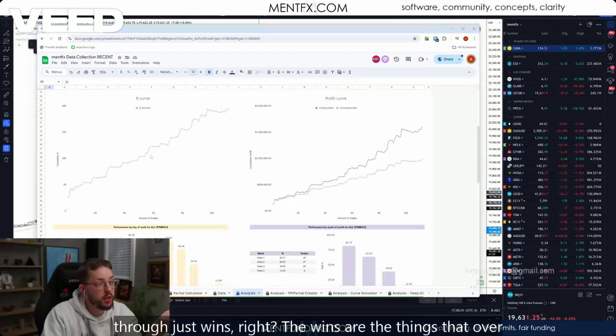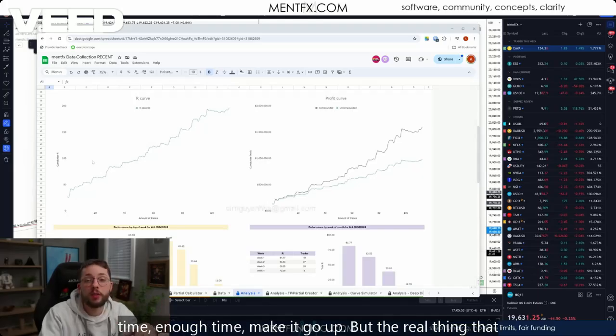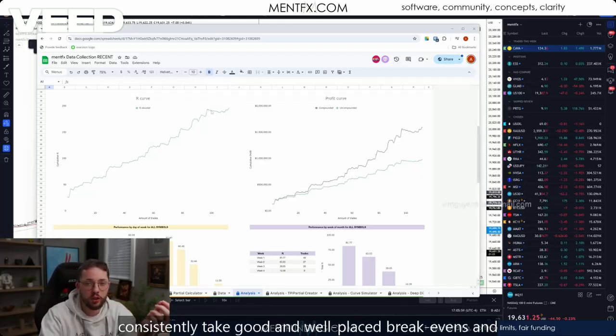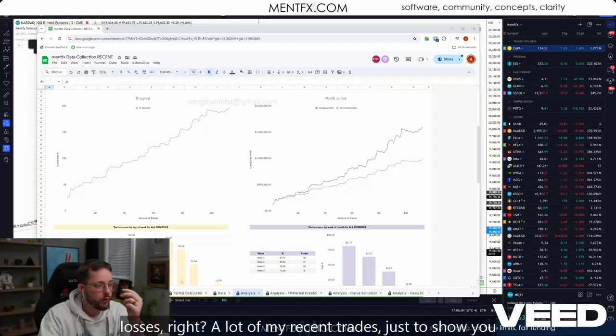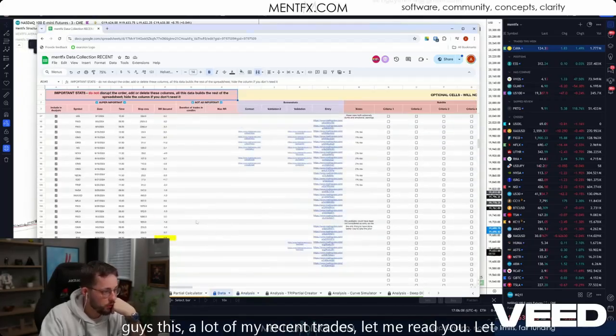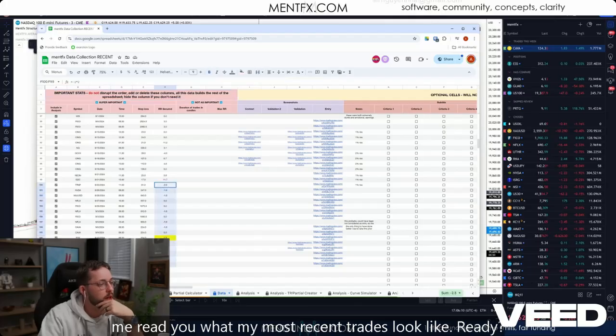And you can see that it's not done through just wins, right? The wins are the things that over time, enough time, make it go up. But the real thing that makes this curve do very well is the fact that I consistently take good and well-placed break-evens and losses, right? A lot of my recent trades, just to show you guys this, let me read you what my most recent trades look like.